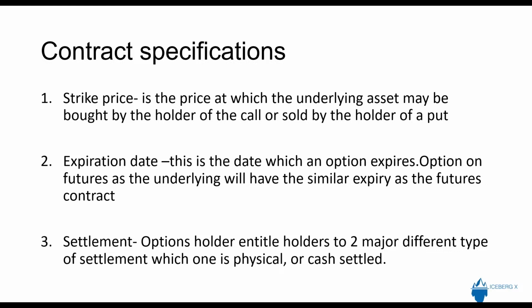So strike price is a price at which the underlying asset may be bought by the holder of the call or sold by the holder of the put. For example, if you are buying a micro E-mini Nasdaq with a strike price of 14,000, that means 14,000 is basically your strike value. If the market value goes above, that means pretty much this call option is out of the money. If the market price falls below the strike price, that means pretty much the call option is in the money. So these are the things that we need to take note of.